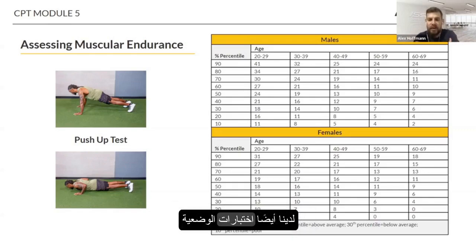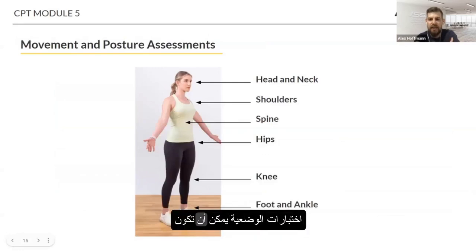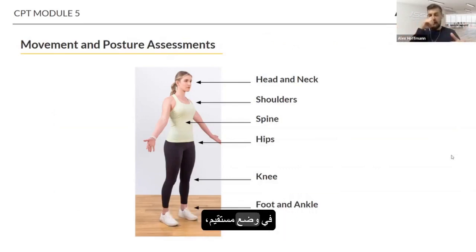We also have posture tests that we can perform on clients. Posture tests can be formal or informal tests. What we're looking at with a posture test is how well a client is able to maintain or keep their kinetic chain intact during specific movement patterns. So that could be in a static position, simply standing or sitting upright, or it could be when they're moving during a given exercise, such as a squat.